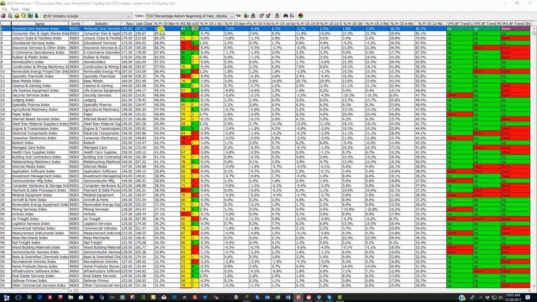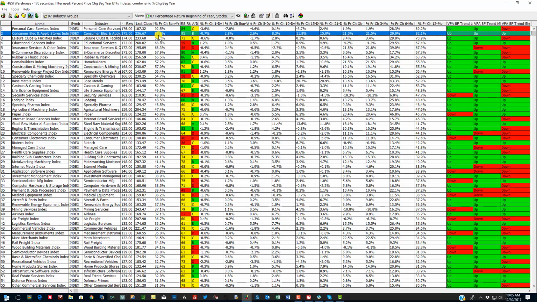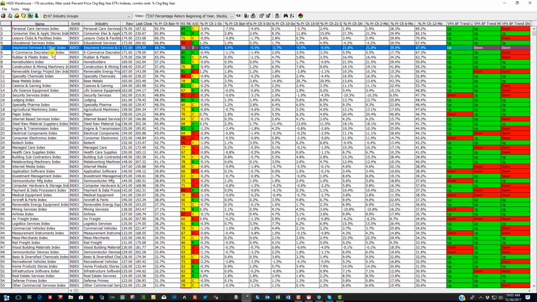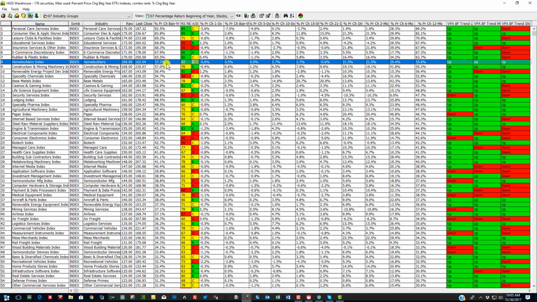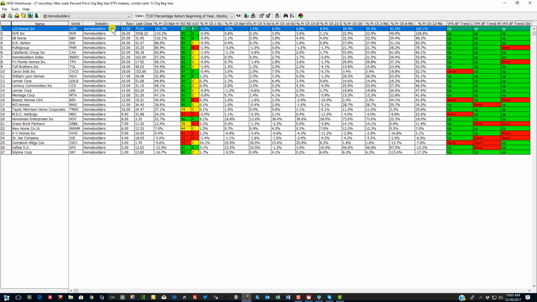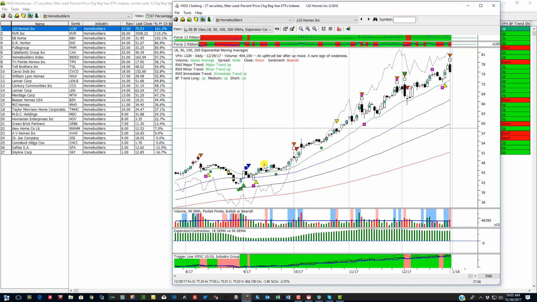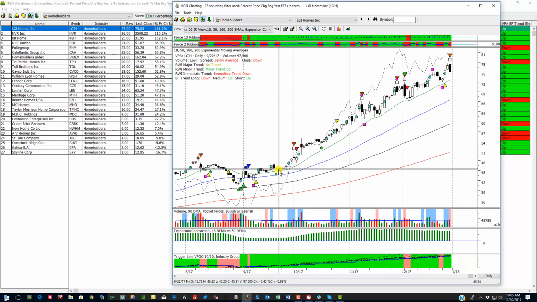You can see that other than the personal care services, several of these groups did extremely well. Consumer electronics and appliances, leisure clubs, educational services, and so on down the list. Home builders have been very strong this year. If I go down to the industry group level, you can see that LGIH is on top, strongly trending with the VPA trends, followed by NVR and then KB Home. If I bring this up, you can see that this is an extremely strong trend on this stock.